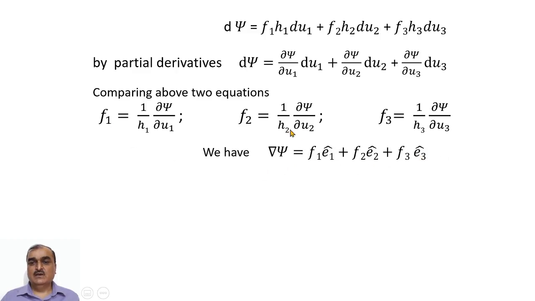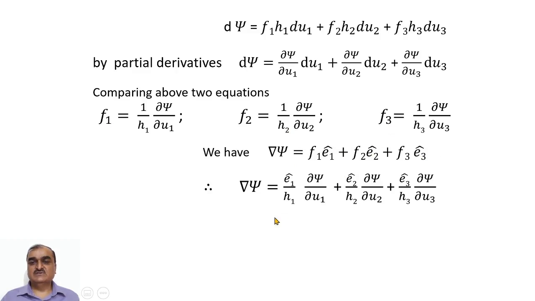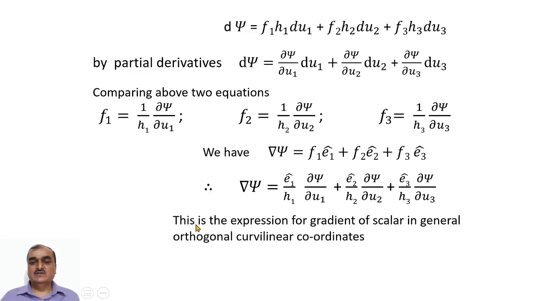Substitute f1, f2 and f3 in this expression. Then we get the gradient of psi. This del psi, or simply the gradient, is equal to e1 cap upon h1 delta psi by delta u1 plus e2 cap upon h2 delta psi by delta u2 plus e3 cap upon h3 delta psi by delta u3. This is the expression for gradient of a scalar in a general curvilinear coordinate system.